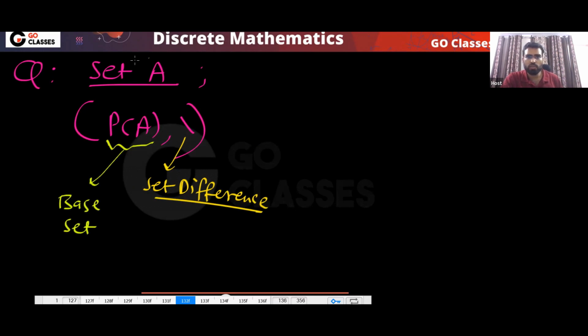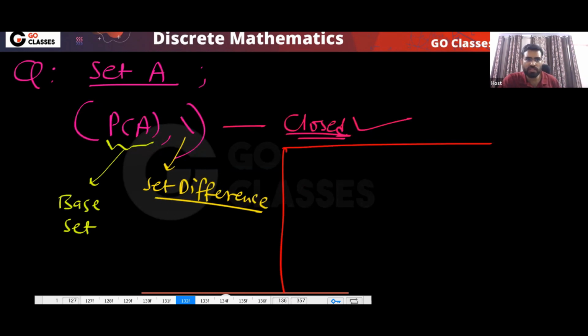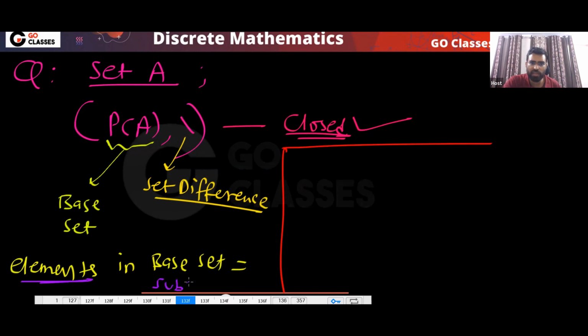Okay. Now tell me. So for any set A, you have P of A comma set difference, is this closed? Yes, of course, this is closed. You can take any two subsets. Basically, why is this closed? Can anyone tell me why? This is closed because, if you remember, what are the elements in the base set? These are subsets of A.